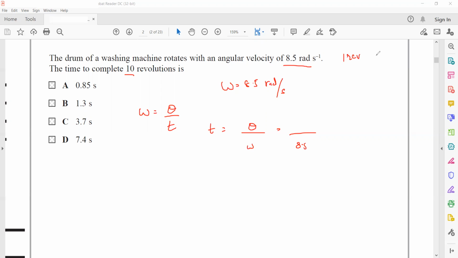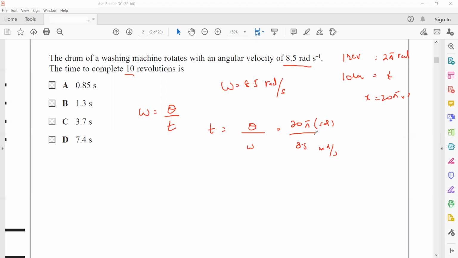We know one revolution is equal to 2 pi radian. So if there are 10 revolutions, then it will be x, cross multiply. So 20 pi radian will be, and this is radian per second. So when we simplify, as you can see, the answer will be in seconds.